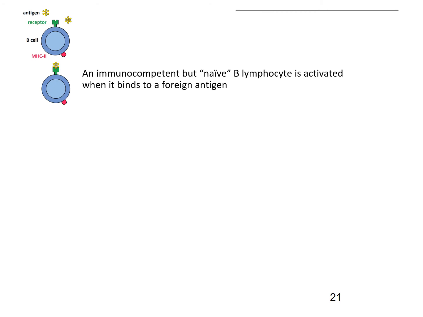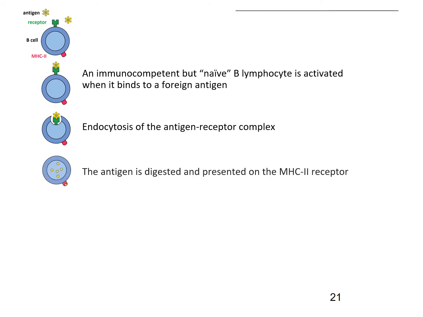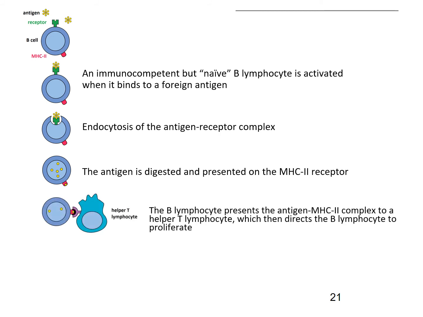So you see the antigen bound to the receptor. The next thing that happens is the antigen and receptor complex gets actually pulled into the cell, endocytosis. This antigen gets digested, so you see that the antigen's been broken apart, and you can also see on the red MHC2 receptor that it is being presented. So here it'll present it to a type of cell called a helper T lymphocyte.